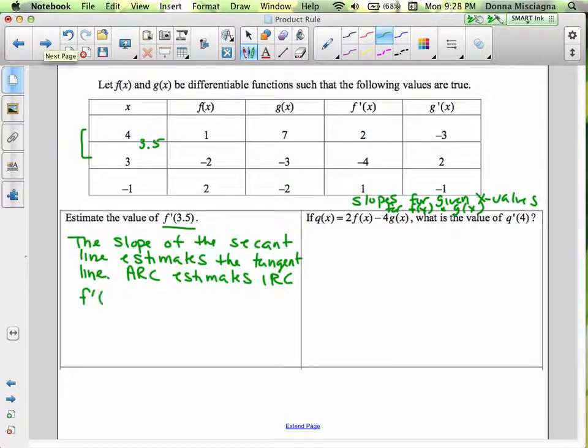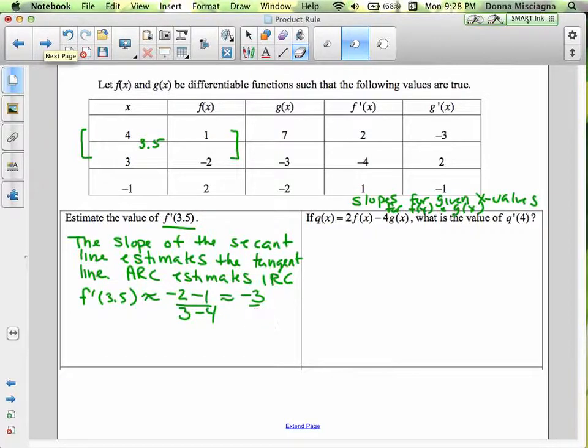So f prime of 3.5 is approximately, all right, so these are the y values here. So we're going to use these y values. -2 minus 1 divided by 3 minus 4. And that's going to be -3 divided by -1.